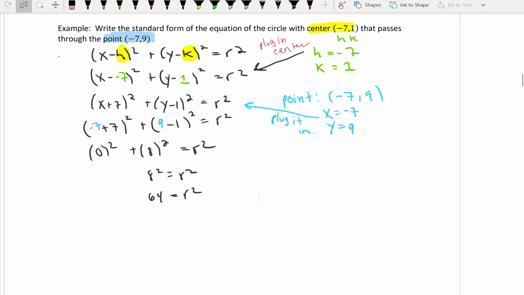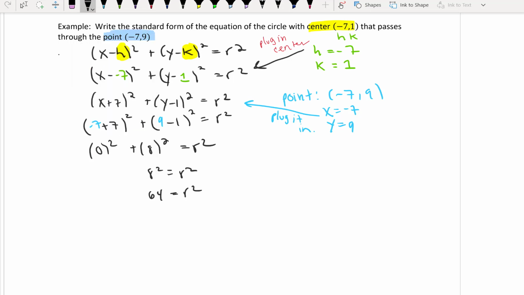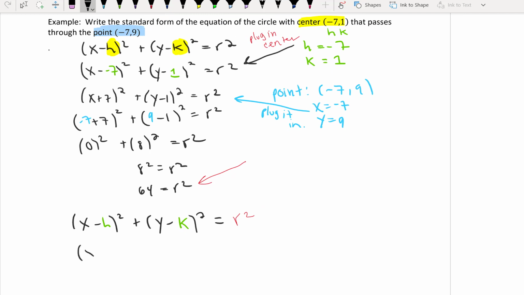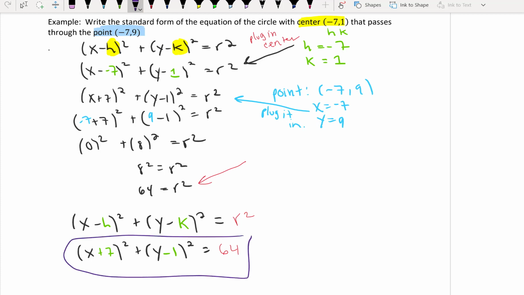So now I have my h and my k and my radius squared. So I have x minus my h value squared plus y minus my k value squared is equal to my radius squared. And I just found the radius. So now, since I have my h and my k, I can plug it all in, right? So I have my x plus 7 squared plus your y, and it's a -1 squared, and that radius squared is a 64. And notice how I already had this h and this k, and that was here in this equation. Okay.